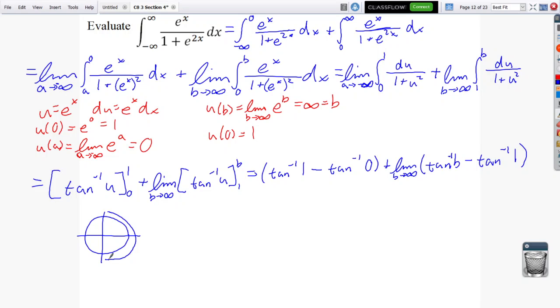To find arctangent of 1, we need to find where the ratio of y to x is equal to 1. I know immediately that that's at the point where I have root 2 over 2, comma, root 2 over 2, which is pi over 4. Pi over 4 minus something plus something minus pi over 4. Just looking at that, I can see that the pi over 4's are going to go bye-bye. So I've got a positive pi over 4, and I've got a negative pi over 4.